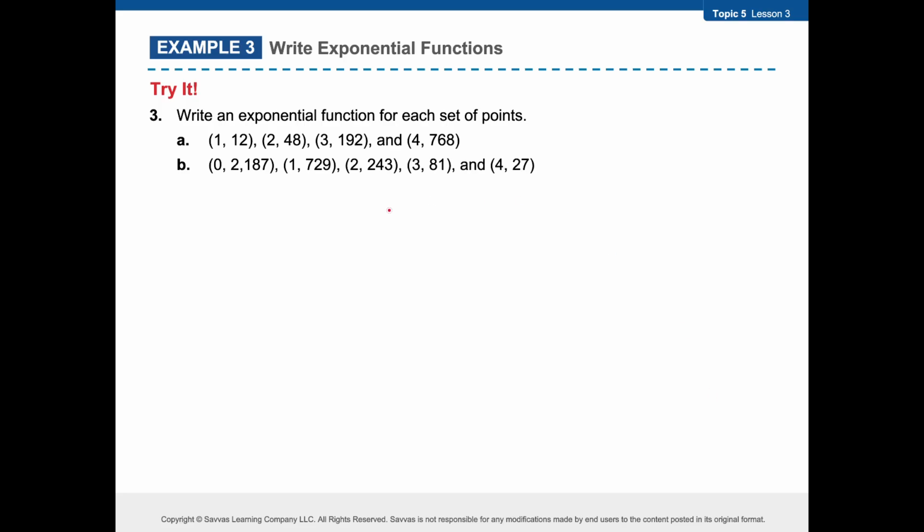All right, so here, write an exponential function for each set of points, 12 to 48. These numbers are going up, so you are multiplying by a whole number. 12 to 48 is times 4, just double check, 48 times 4 is 192, and 192 times 4 is 768. So for letter A, I know my B equals 4. Next, pick an ordered pair.